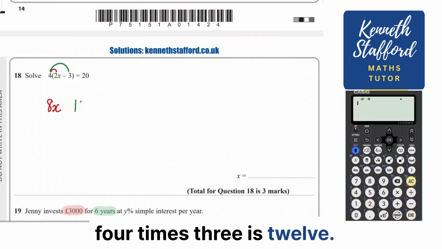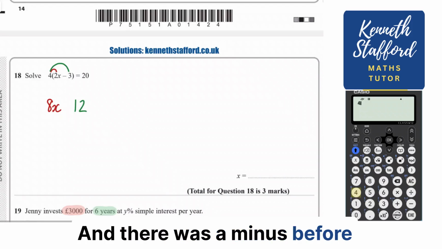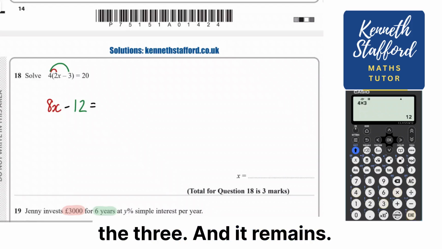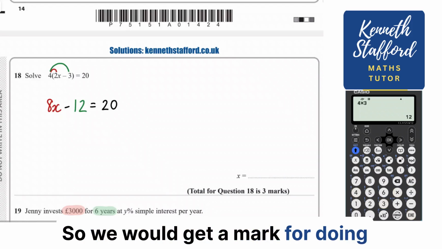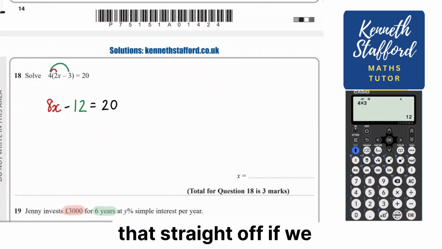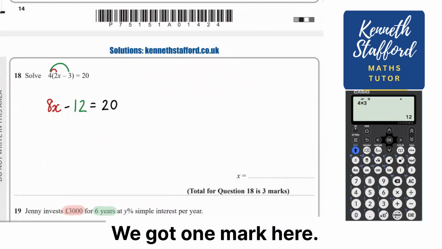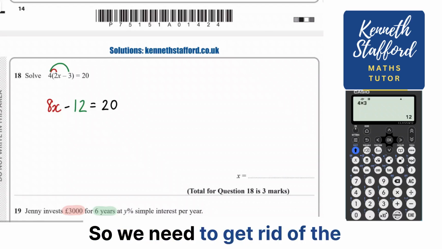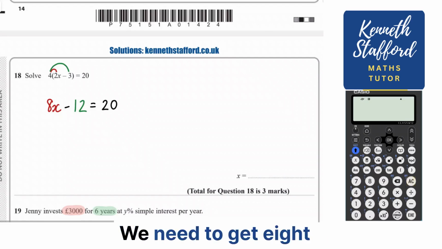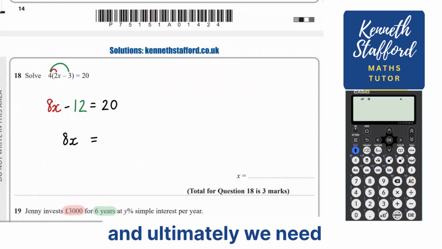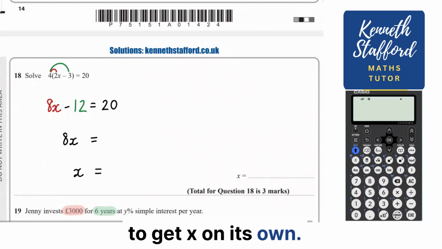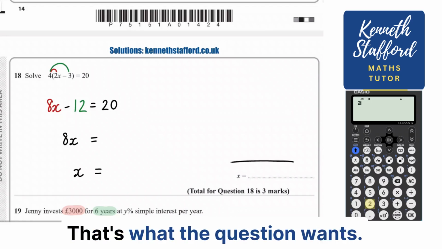4 times 3 is 12, and there was a minus before the 3, and it remains. So we would get a mark for doing that straight off. If we did nothing else, we got 1 mark here. We've got to solve it, so we need to get rid of the minus 12 on the left. We need to get 8x on its own. And ultimately, we need to get x on its own. Once we get x on its own, that's what the question wants.